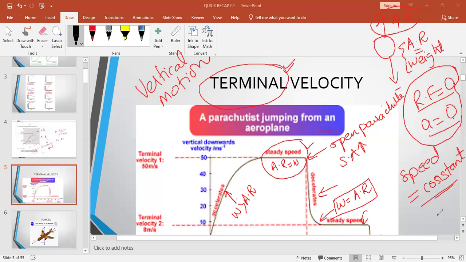Always remember that when an object is dropped from a certain height, the downward motion always possesses acceleration. When the object is raised to a certain height, that means when we are throwing a ball in the upward direction, that ball will be decelerating. The upward motion will be deceleration, the downward motion will be acceleration.